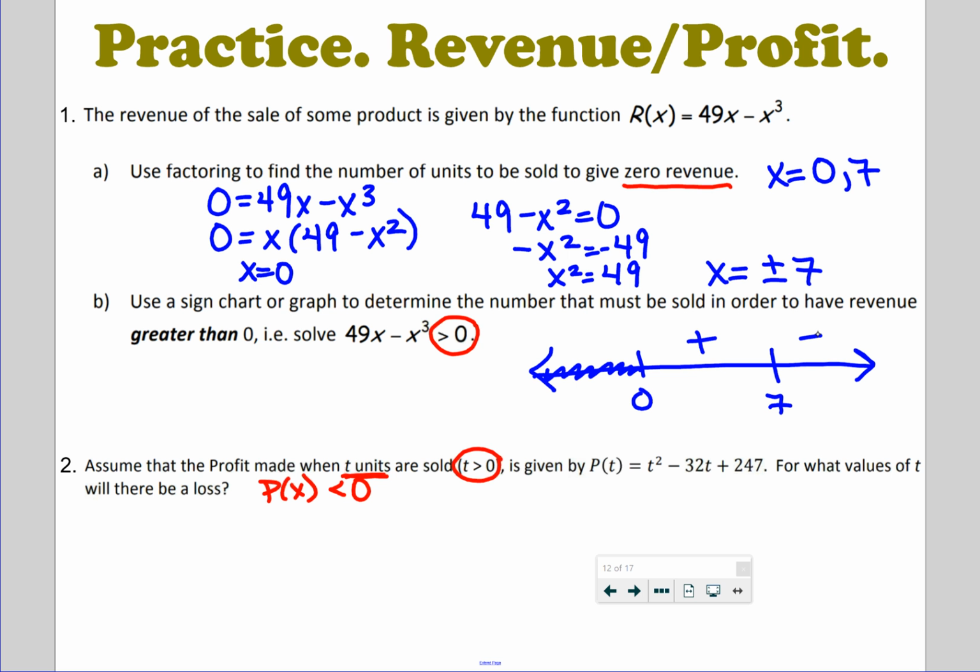So the number of units that must be sold to have a revenue greater than 0 are between 0 and 7. Strictly between, not equal to, because we don't want to have a 0 revenue, we want to have something greater than a 0 revenue, so only positive.